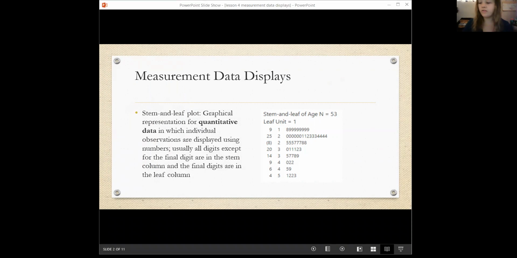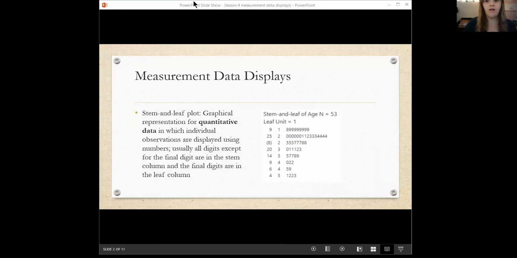So let's remember, first of all, that our measurement data is going to be anything that's quantitative, so anything that has a value along with it. These will be anything like numbers, amounts of anything, a size, anything that has numbers along with it and values. And so this is an example of a measurement data display. This is called a stem and leaf plot.